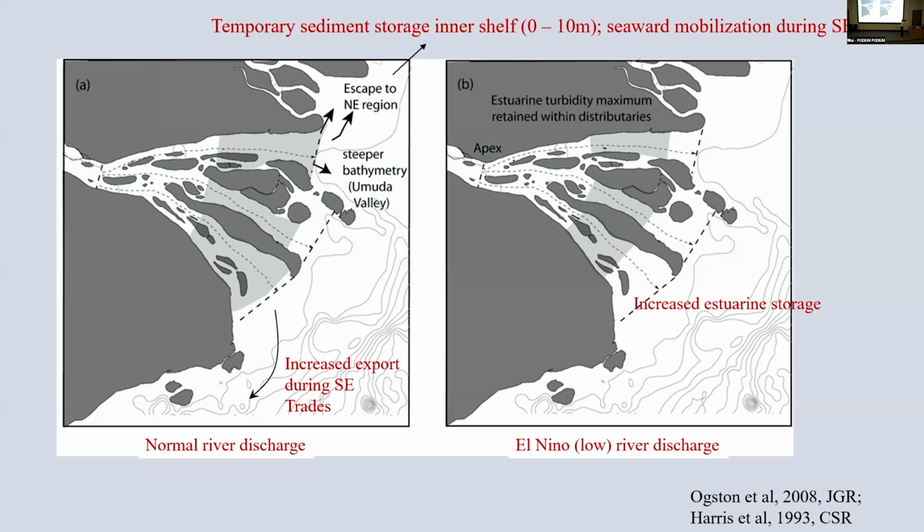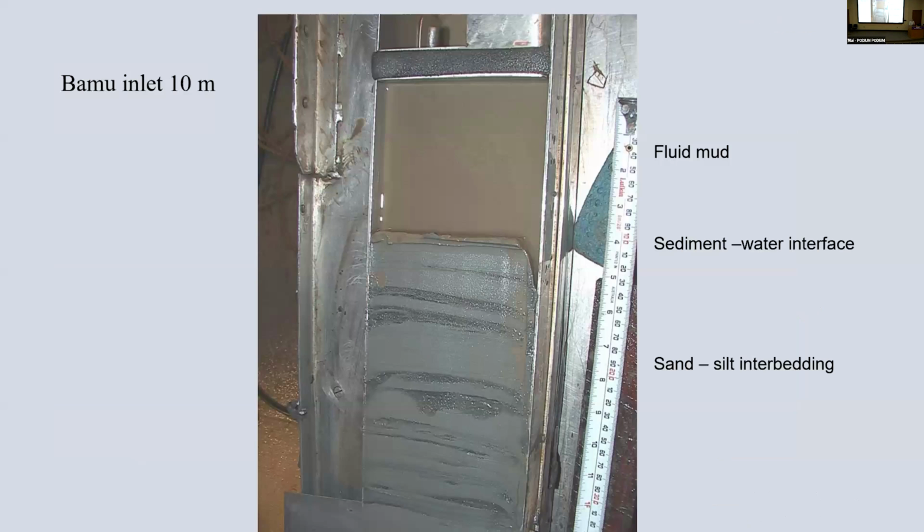And most of the sediment goes out here to the northeast and then eventually ends up in the clinoform. But during the southeast trade, some of it goes into the Torres Strait. And over here, during the El Nino, low river flow, you get a lot more estuarine storage of sediment. So this imposes a decadal or episodic type of pattern on this system.